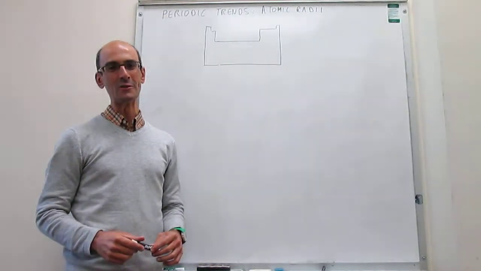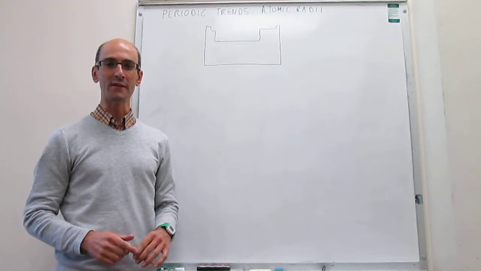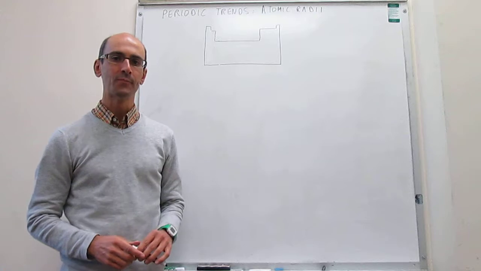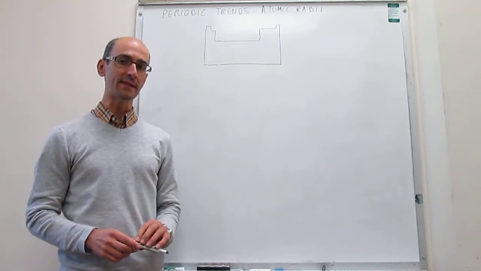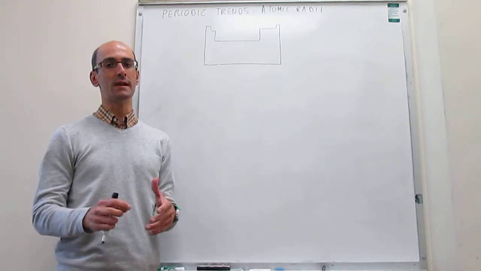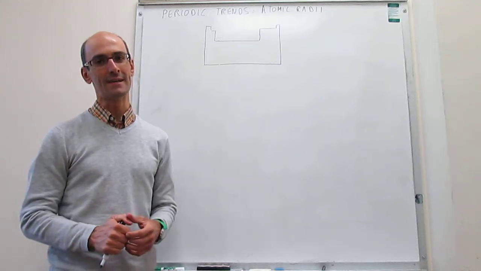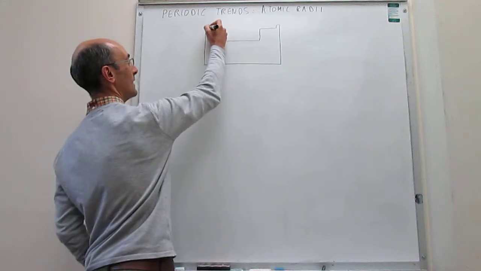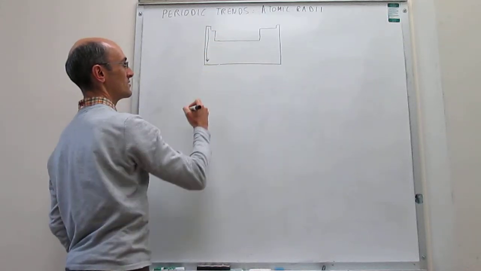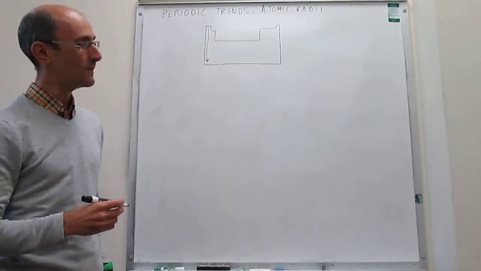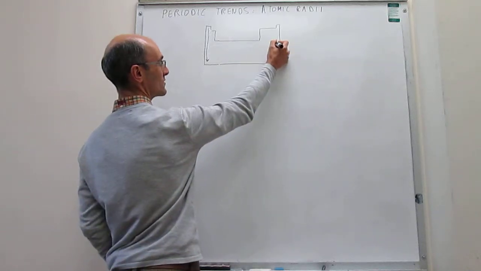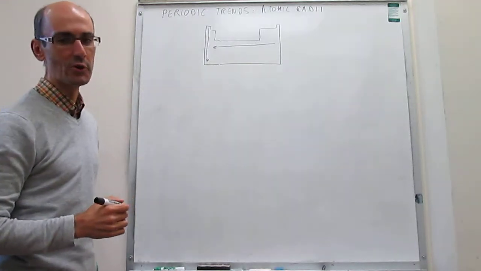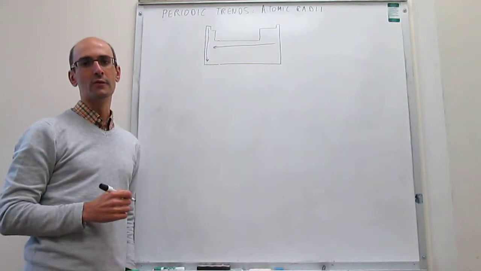In this video, we're going to discuss the variation of the atomic radius as you go across the periodic table. We know from experiments that the atomic radius, which is a measure of the size of an atom, changes in this fashion. As you go down the periodic table, the atomic radius increases, and the atomic radius also increases as you go from the right to the left. So we're going to try to explain those two trends.